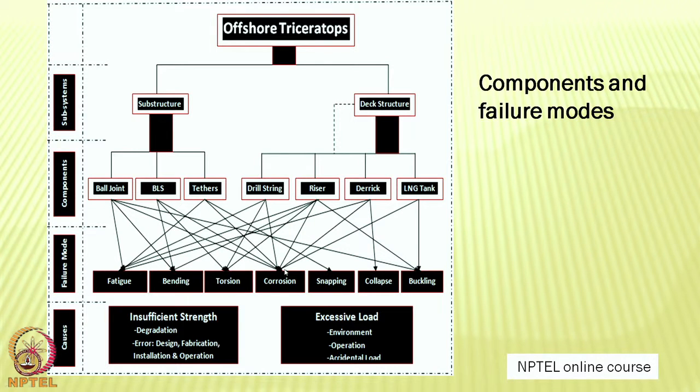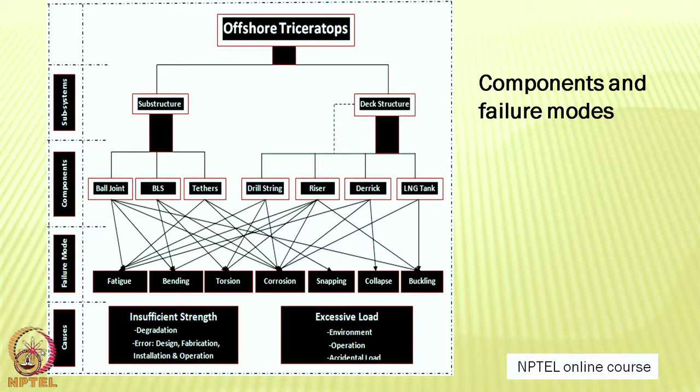So, all these failure modes of fatigue, bending, torsion, corrosion, snapping, collapse and buckling are connected to various possible elements or components available in a given system of assembly, what we call as offshore triceratops. Then what could be the causes for these failures? Because we have to look into the cause effect diagram. These are the failure modes. The effect of this failure could be very interesting, which we will see. This is going to only talk about the failure modes.